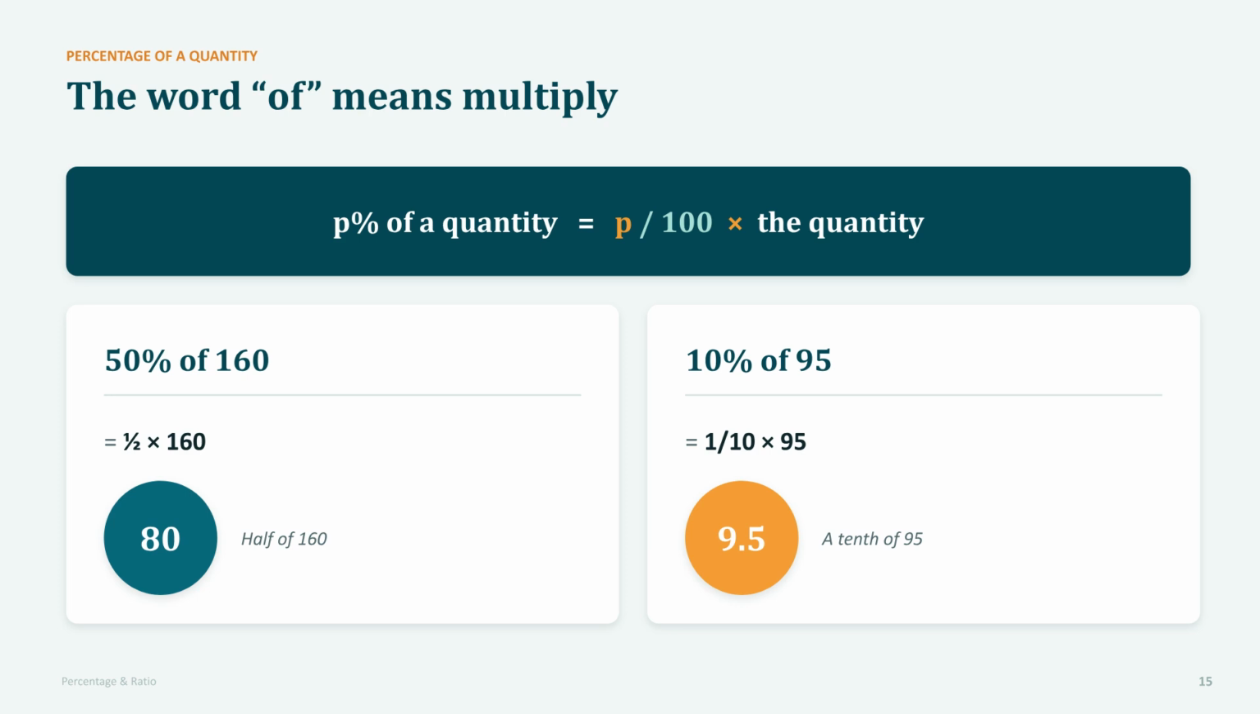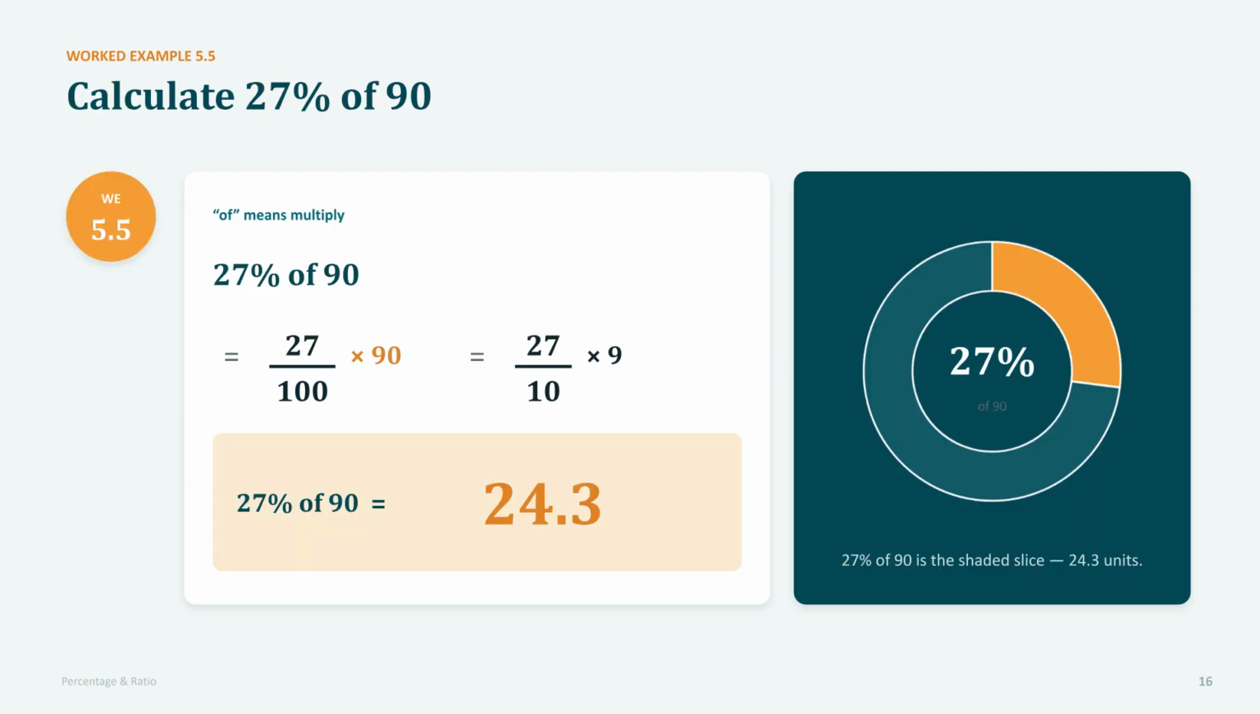Finally, remember that the word "of" in mathematics usually means multiply. To find a percentage of a quantity, divide the percentage by 100 and then multiply by the total quantity. Let's apply that rule. To calculate 27% of 90, multiply 27 over 100 by 90. This simplifies to 27 times 0.9, giving a result of 24.3 units.